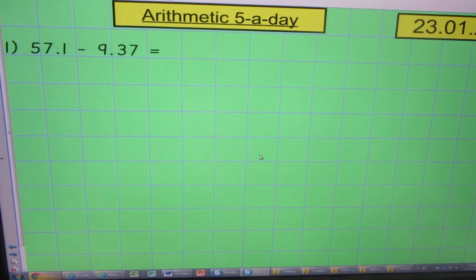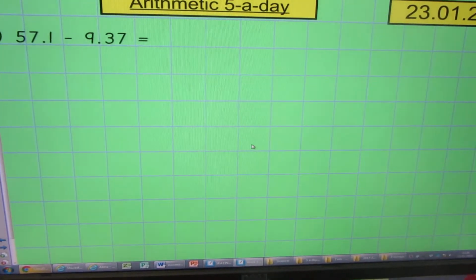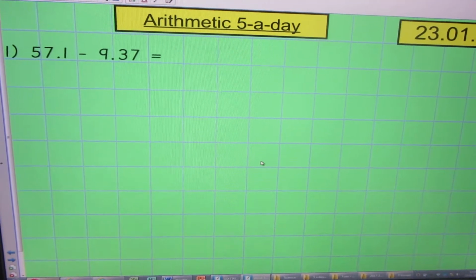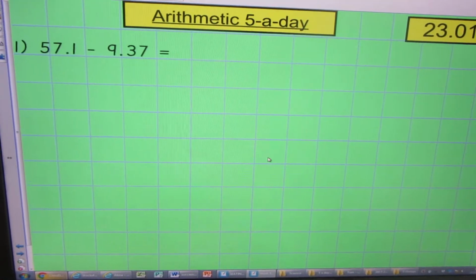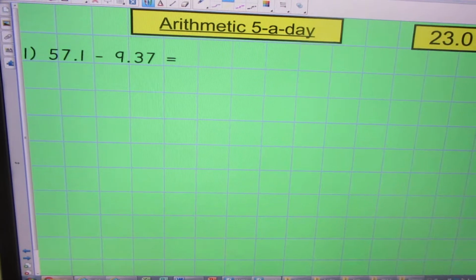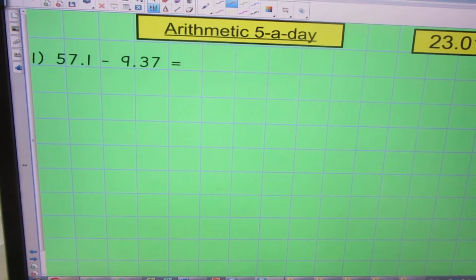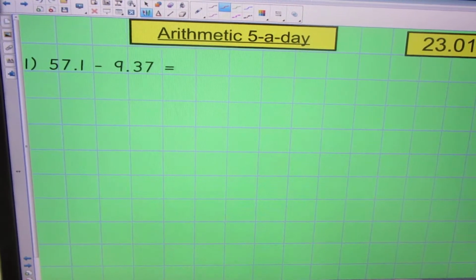Right, so this is our 5-a-day from today. The first question is 57.1, take away 9.37. What do we need to remember to do with this type of question? Amira. Line up your decimal points. Line up my decimal points, lovely.